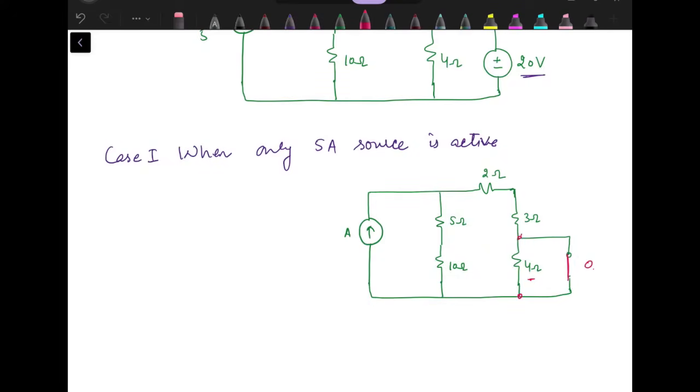So in any case, if we have any resistance which is connected in parallel with a short circuit, that will get short circuited as well, irrespective of the value of that resistance, whether it's 4 ohm or 100 ohm or 1000 ohm. If it is connected in parallel with a short circuit, then it will get shorted at the same time. So this 4 ohm will be replaced by a short circuit. The circuit is now simplified to this one.